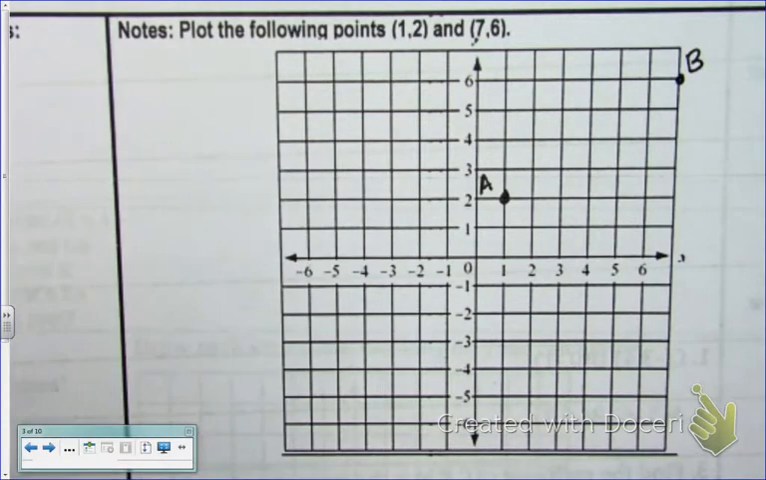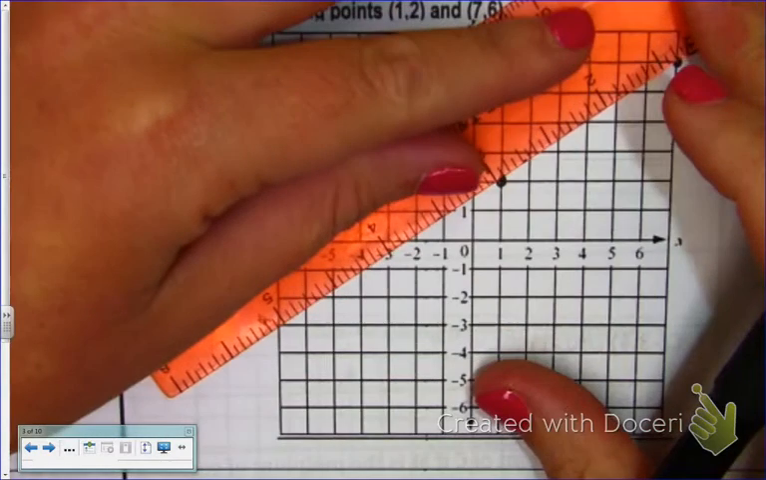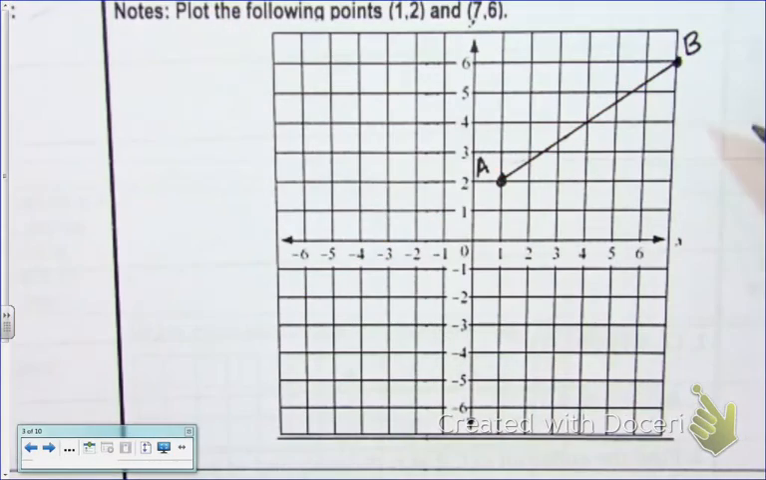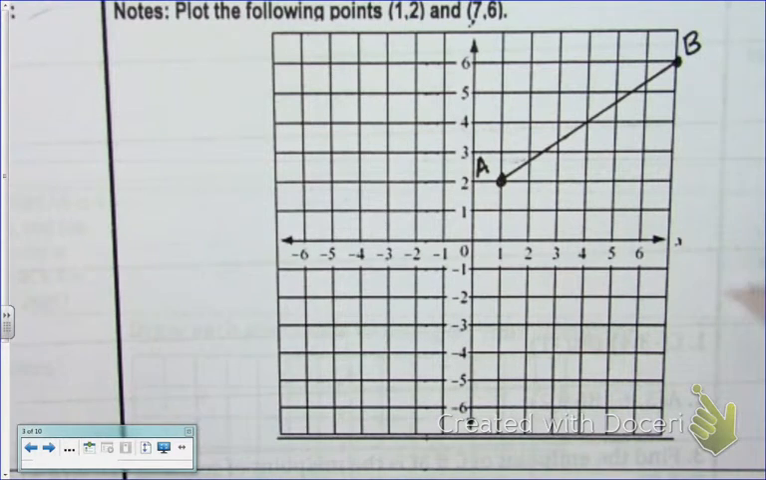Okay, so what you're going to do is connect your dots. Again, this is a line segment, not a line. Yes, it is a line, but we are going to call it a line segment so that we can find the distance for it. The next question on here says, what is the slope of our line?